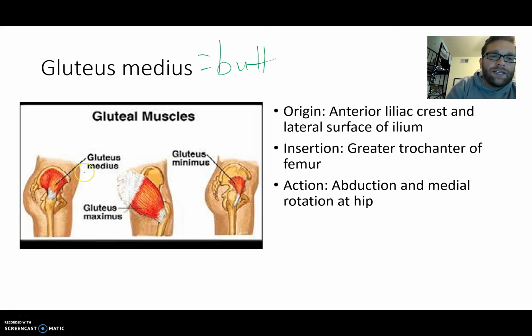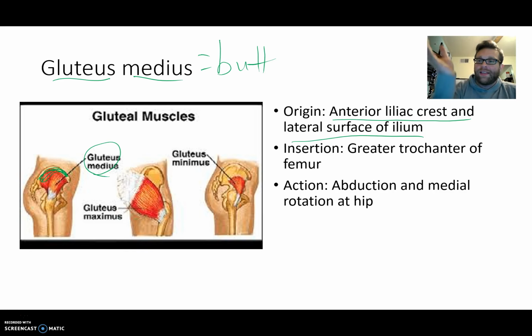All right, so we're going to start with the gluteus medius. As the name implies, it's the butt muscle in the middle. Its origin is the anterior iliac crest and lateral surface of the ilium. So it begins up here on the inside of your ilium, in that indentation when you look at the pelvic bone. And it's going to insert on the greater trochanter of the femur, right here on this outside part of the femur. So it goes this way down.